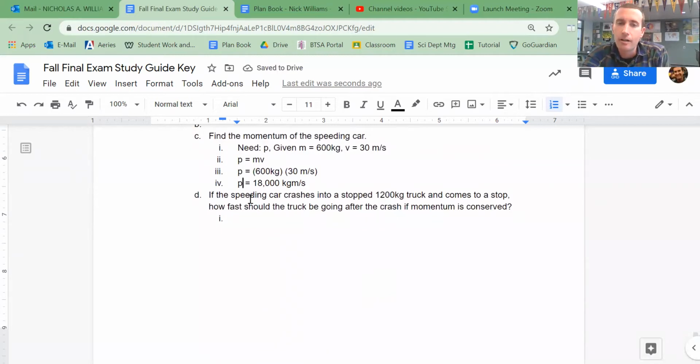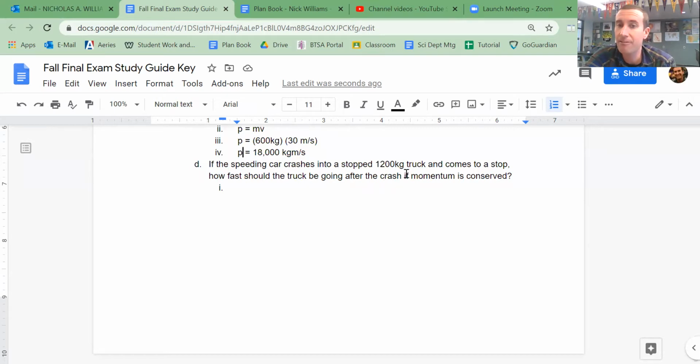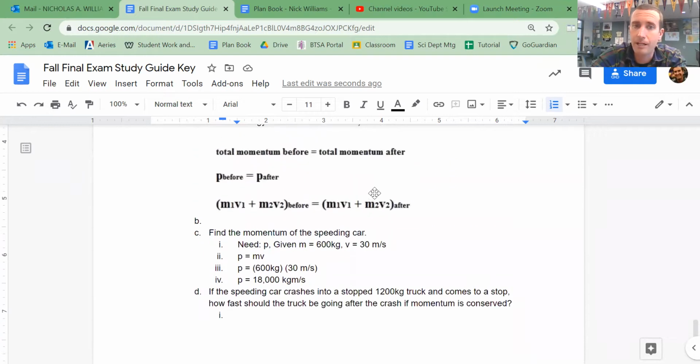If the speeding car crashes into a stopped 1,200 kilogram truck and comes to a stop, how fast should the truck be going after the crash if momentum is conserved? Okay, this is a good one. The speeding car crashes and comes to a stop. The truck is stopped at the beginning and then it starts going. So I'm going to have to use my conservation of momentum equation: m1v1 plus m2v2 equals m1v1 plus m2v2.